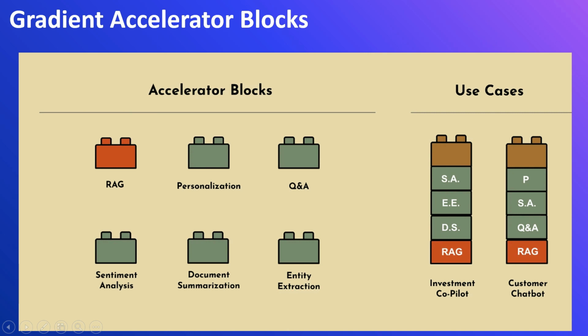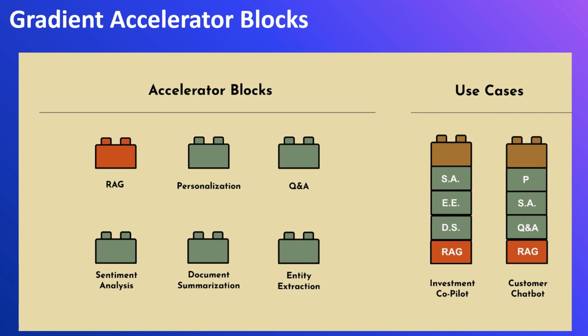If you see the right side use cases, you can combine these accelerator blocks to build your AI use cases. If you see investment co-pilot, it uses SA, meaning sentiment analysis, entity extraction, then DS, meaning document summarization, along with RAG. In the customer chatbot case, it uses personalization, SA, sentiment analysis, Q&A and RAG. So like this, you can combine these accelerator blocks to build your use cases.